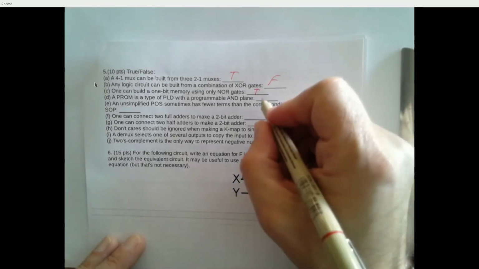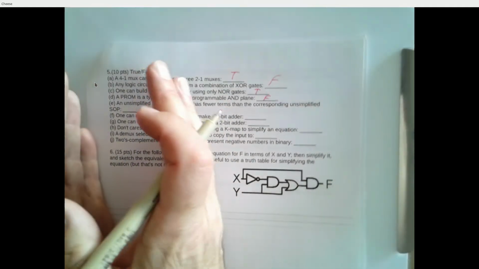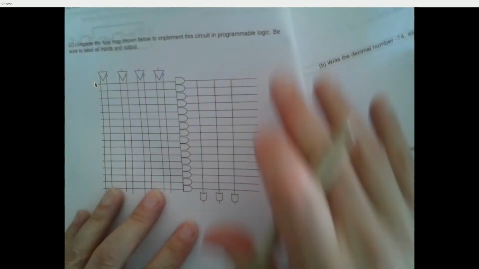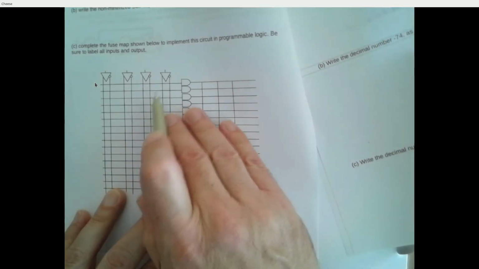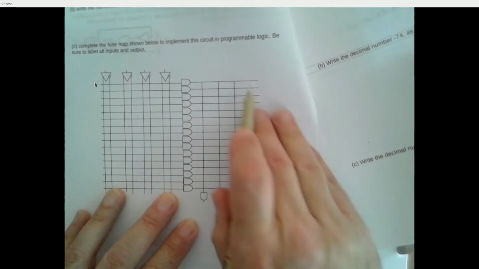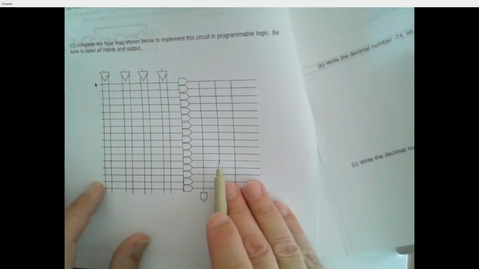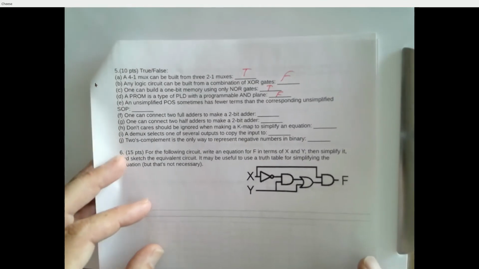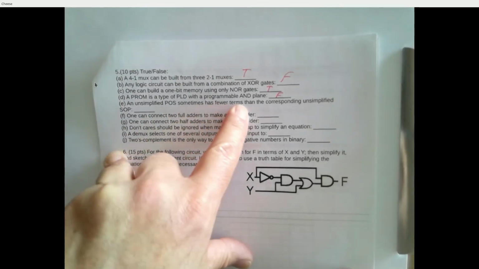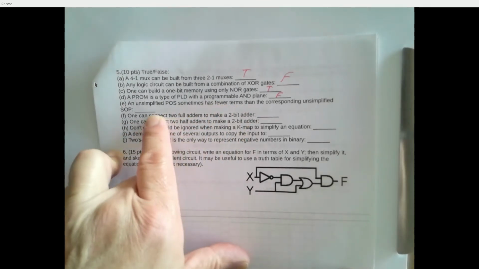That is false. So the AND plane is over here, the OR plane is over here, well, this picture here, right? So in a PROM, this is fixed. You've got all the possible combinations, and you just control the OR plane. In a PLA, it's the opposite, and in a PAL, both of these are mutable. So that's false. An unsimplified POS sometimes has fewer terms than the corresponding unsimplified SOP. Absolutely.